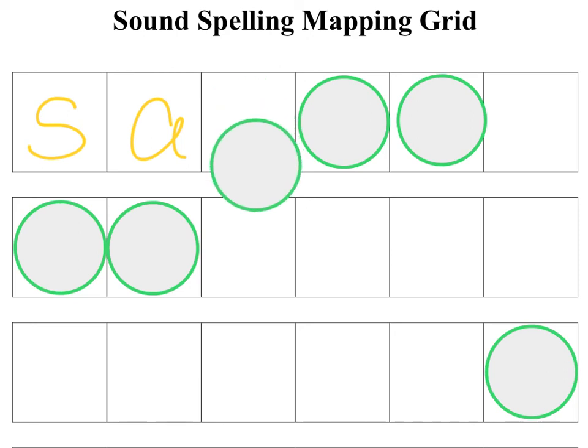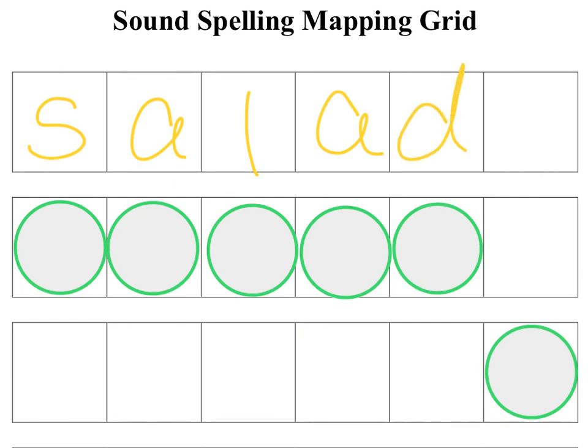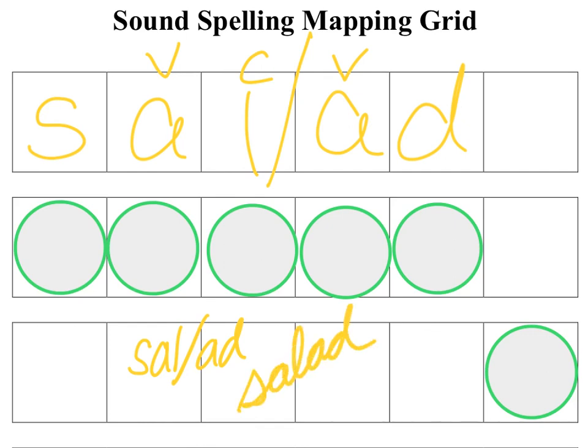A. L. A. A. And D. D. Salad. Let's check. Vowel, consonant, vowel. And because I hear A, you know it's going to be after that L. Salad. So when I write it, S, A, L, split it, A, D, salad. Here's salad in cursive. He had a salad before his spaghetti.